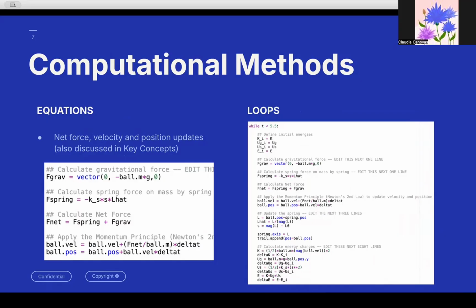Then the main part of this code was the loop. This is where we iterate through the model under a specific time constraint, using the formulas to keep calculating the net force, and that is how we know the energy changes.